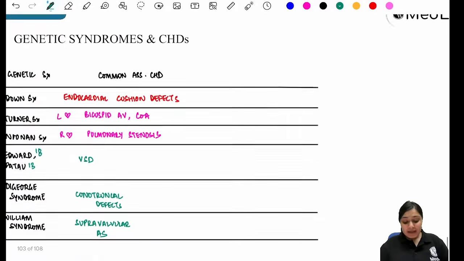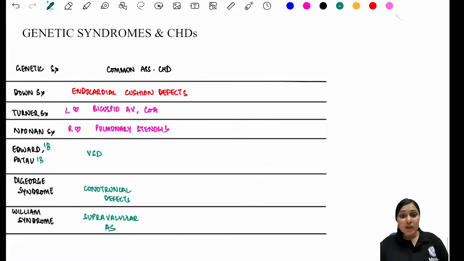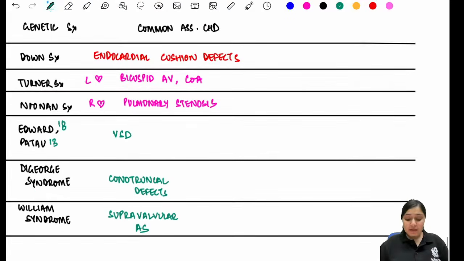With that, let's revise the important genetic syndromes and their associated congenital heart defects. Firstly, we have Down syndrome. What is the most common congenital heart defect that we see? Endocardial cushion defect. We have Turner syndrome and Noonan syndrome. Remember, in Turner syndrome, left-sided heart defects you're going to see. On the left side, I have left atria, left ventricle, aorta. So you see bicuspid aortic valve, coarctation of aorta.